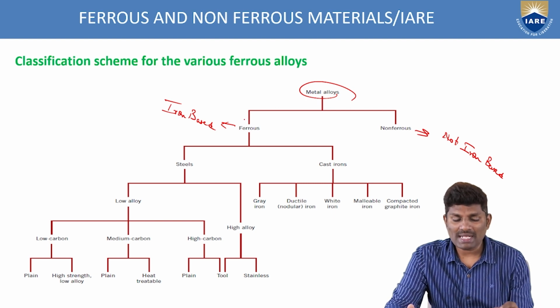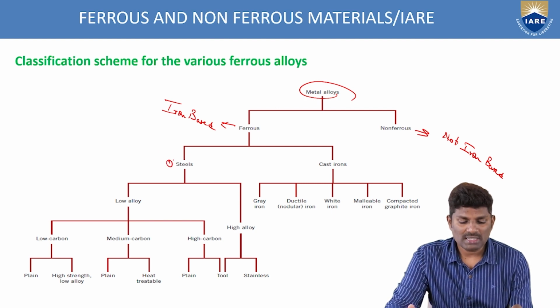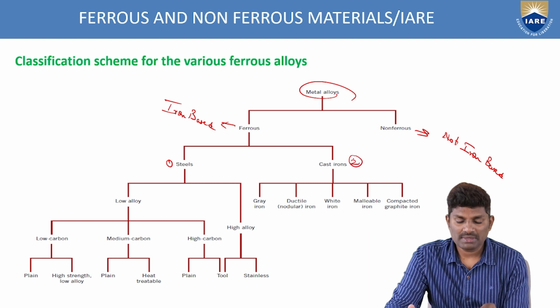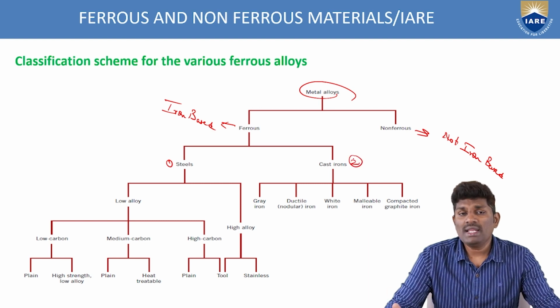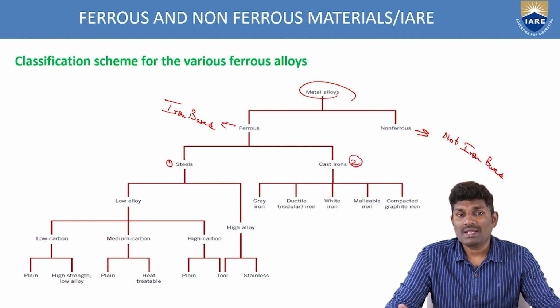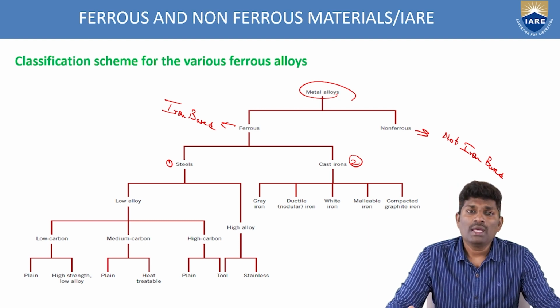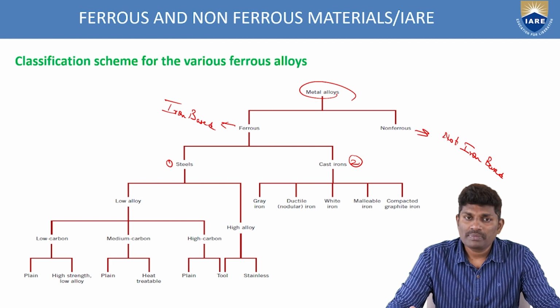These ferrous alloys are again classified into steels and cast irons. In the earlier session we discussed the classification of steels as well as cast irons. How are we classifying them? With the help of the phase diagram, we classify whether it is a hypoeutectoid or hypereutectoid steel.